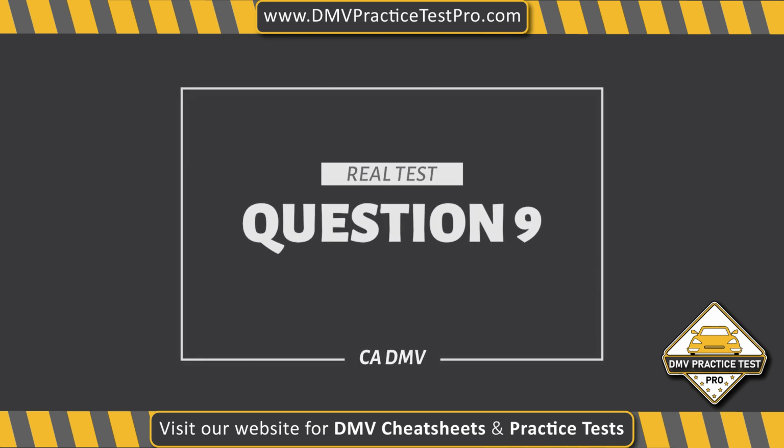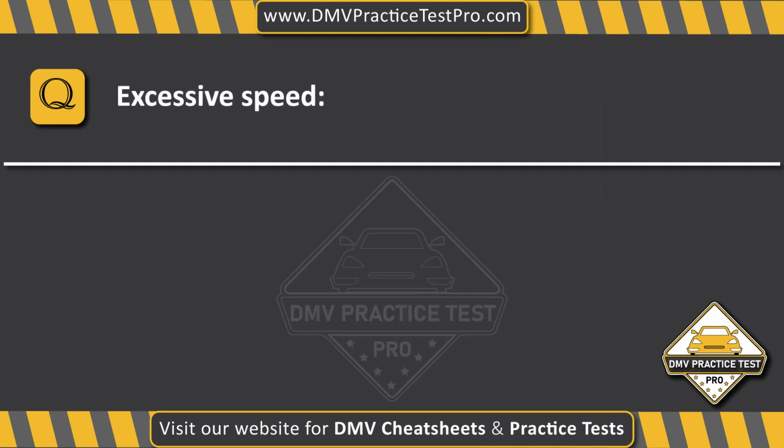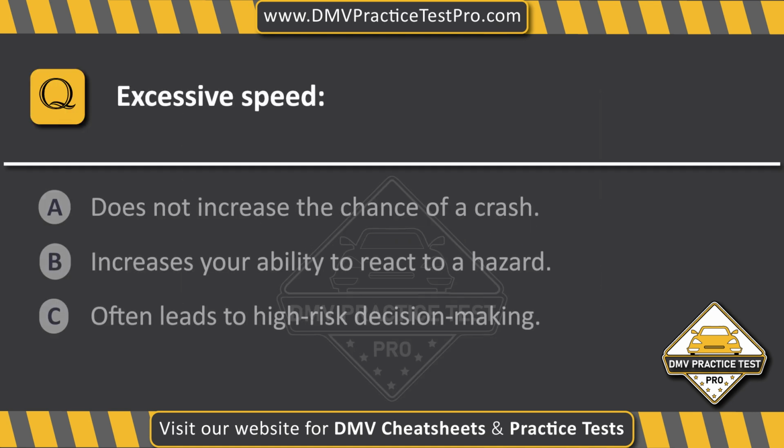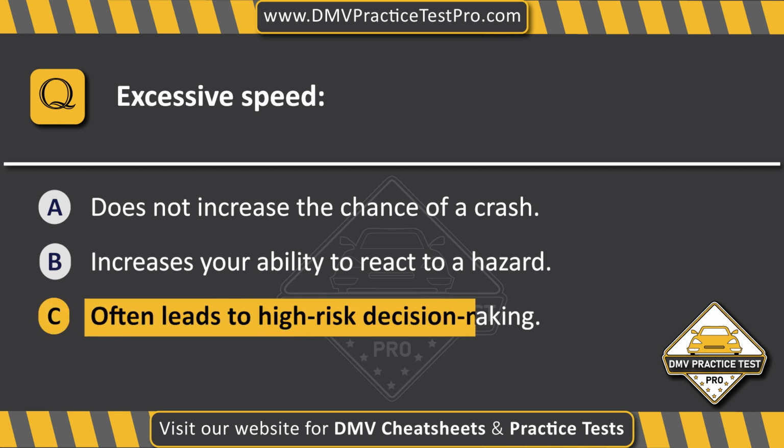Question 9. Excessive speed. Option A, does not increase the chance of a crash. Option B, increases your ability to react to a hazard. Option C, often leads to high-risk decision-making. The correct answer is Option C, often leads to high-risk decision-making.